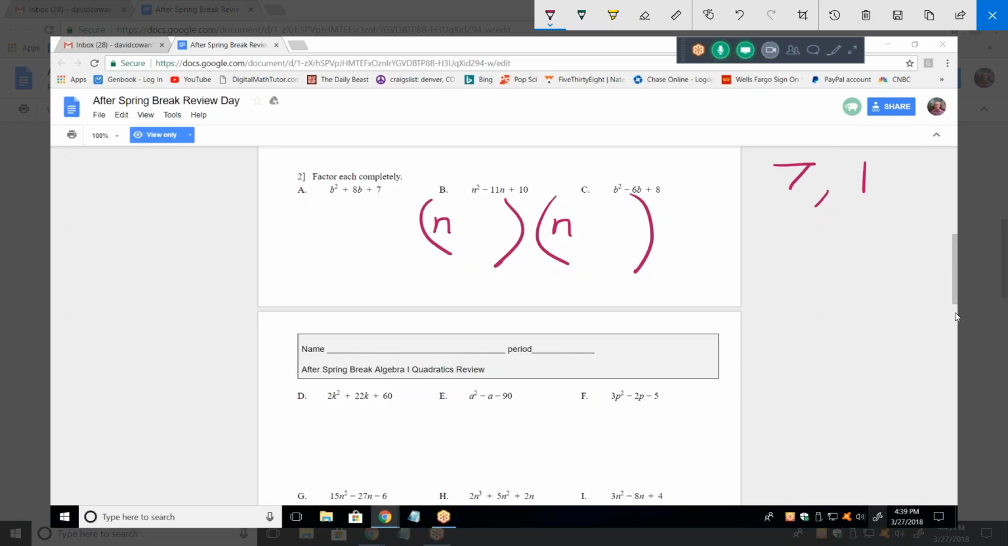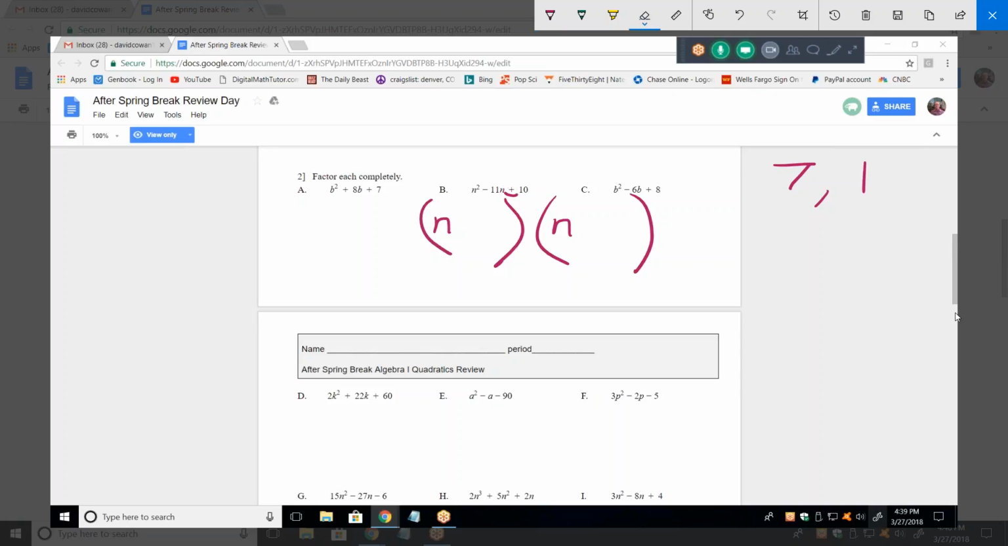So n and n. Second step is to figure out the signs, and knowing that the middle sign's negative, I would assume the first sign you want to look at is that sign right there, because that tells you both signs have to be what? It tells you they have to be the same. Because you can have a negative times a negative and it'll produce that plus 10, but you can also have a positive times a positive.